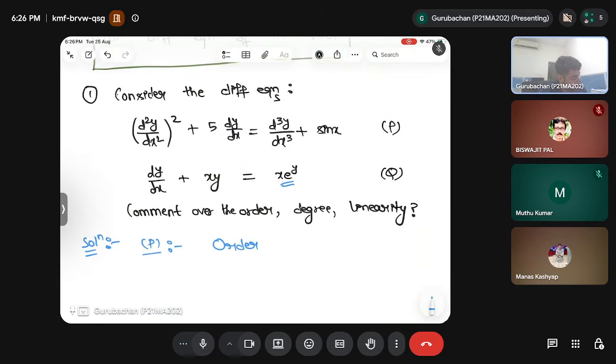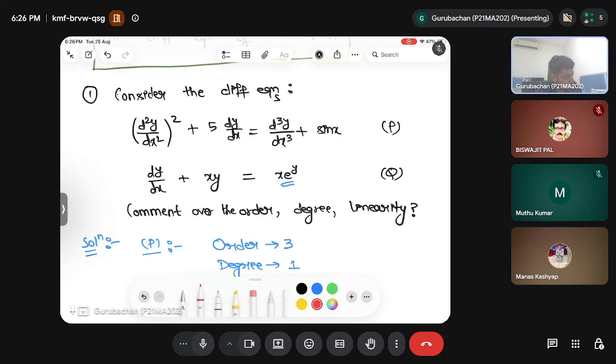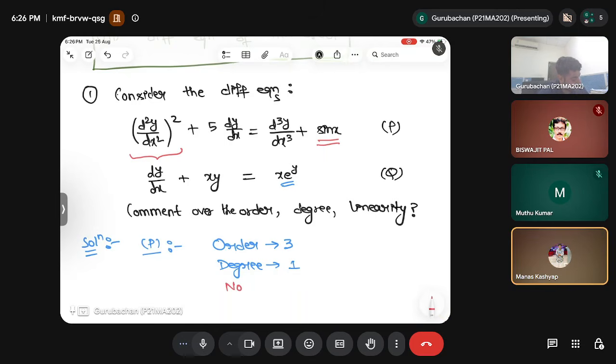Degree is 1, and because of sine and power two, sine power two, yes, non-linear.